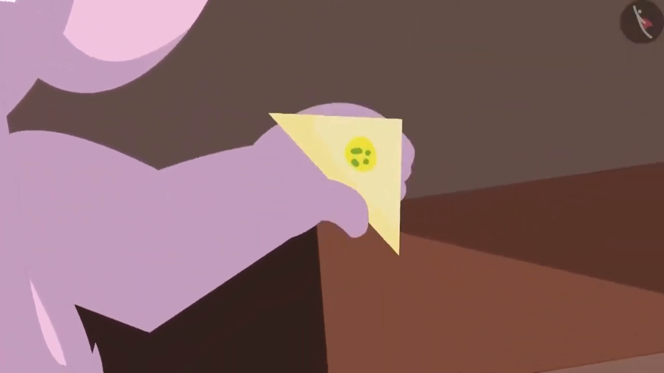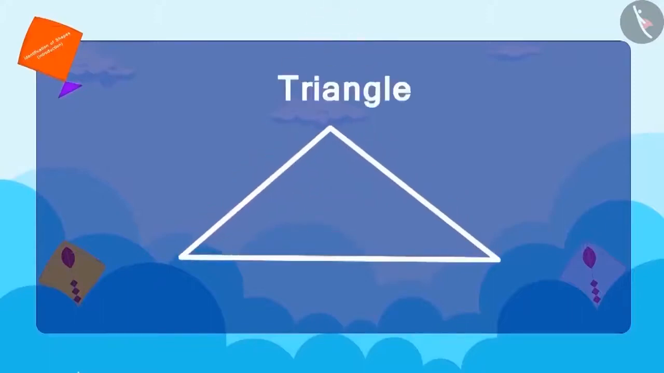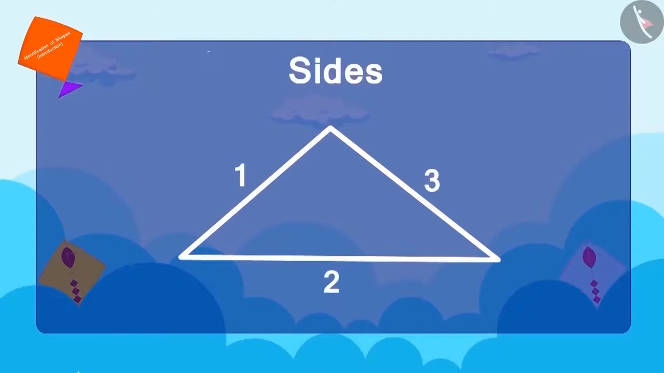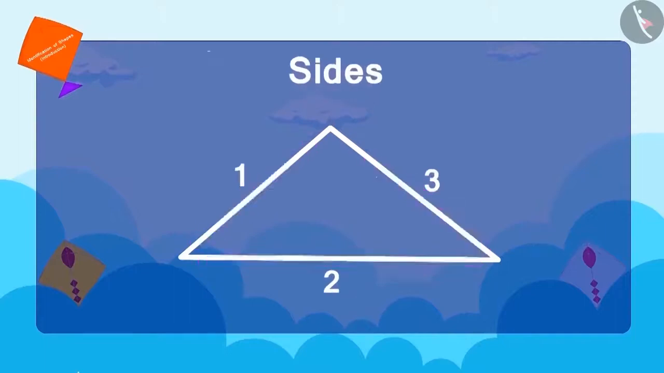Now Appu showed Chanda a burfi. Children, what shape is this? This is a triangle. How many sides are there? 3. And how many corners? 3. A triangle has 3 sides and 3 corners.